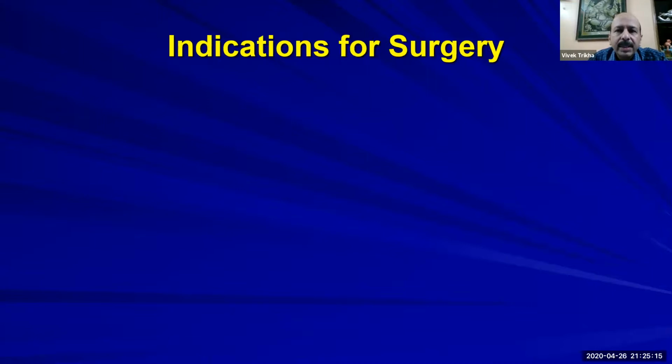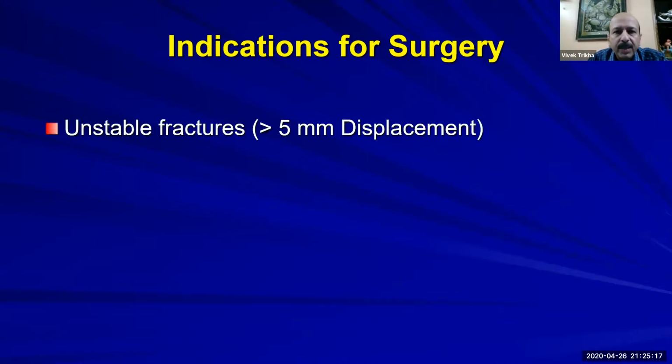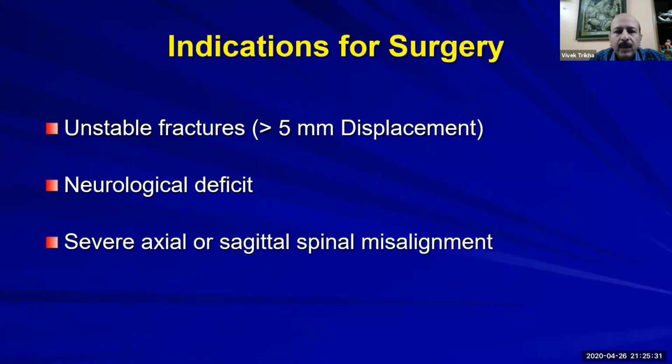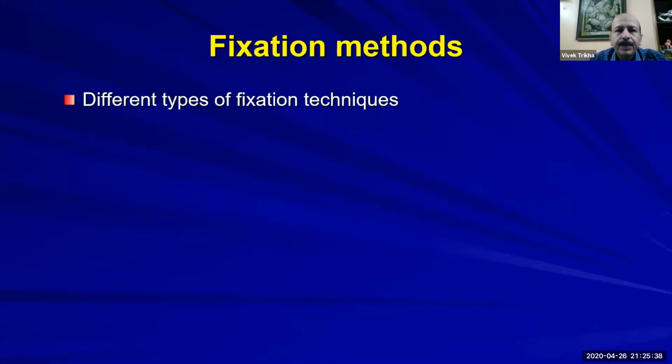Indications for surgery in a sacral fracture are when it is unstable with more than 5 millimeter displacement, either vertical or in a distraction mode. There is a neurological deficit with these displacements, which you want to take care of by fixing it, and maybe you might decompress them. And you have severe axial sagittal misalignments, which happen with the spinopelvic dissociations.